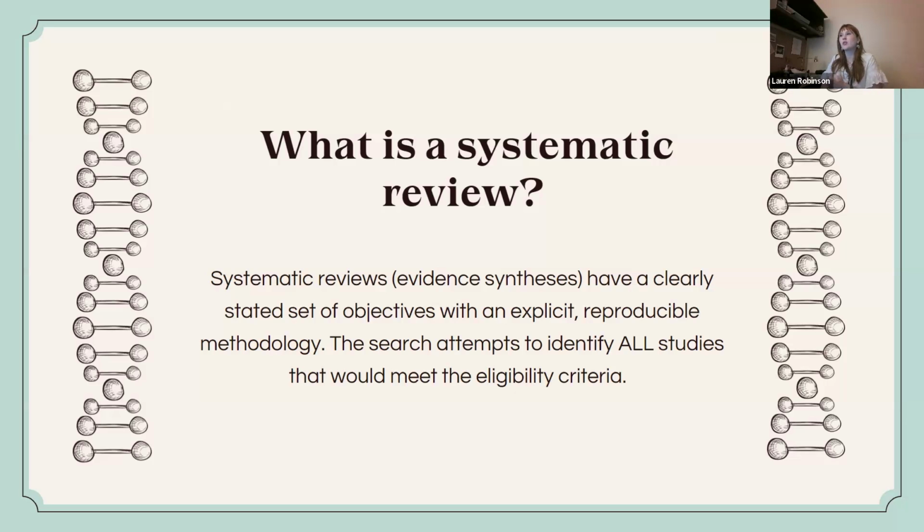And the big difference with the search is attempting to identify all studies that would meet your eligibility criteria. It is impossible to get every single article out there, but the goal of these is to try and catch every single article that exists on your topic. And this is true for all evidence syntheses. No matter if it's a systematic review, scoping review, rapid review, whatever it may be, you're trying to catch everything that's out there. And that's the big difference.